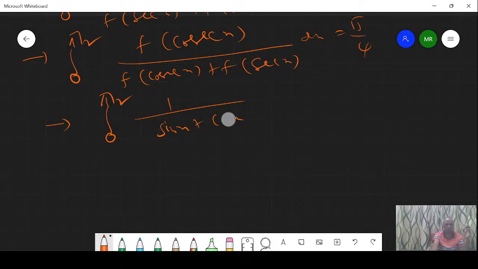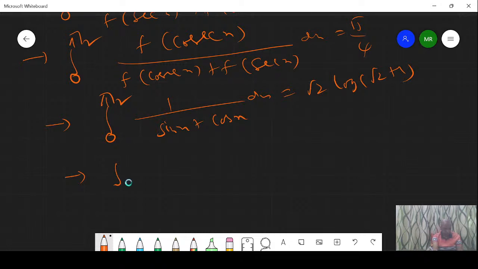Integral 0 to pi by 2 of sin x plus cos x dx. When they give this one, the answer is always root 2 log of root 2 plus 1, because both the x's are the same here, so I can write root 2 into log of root 2 plus 1. You can write your answer. This is a direct standard question.